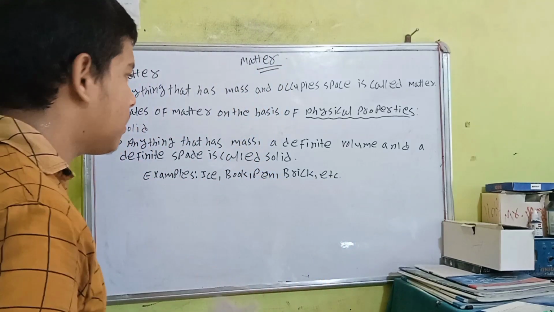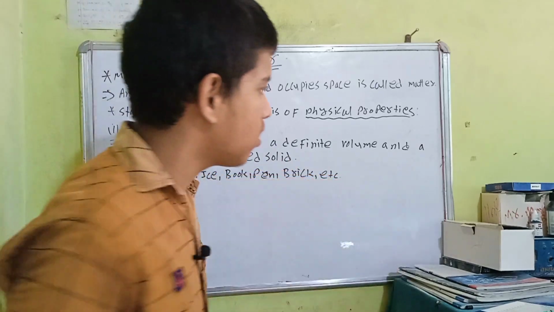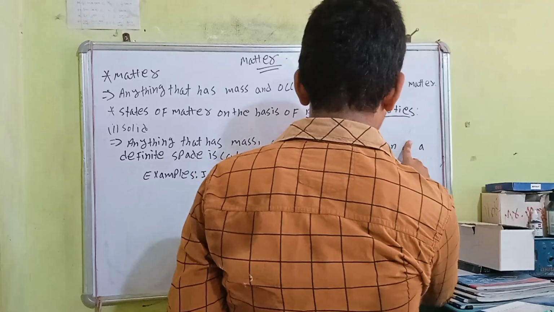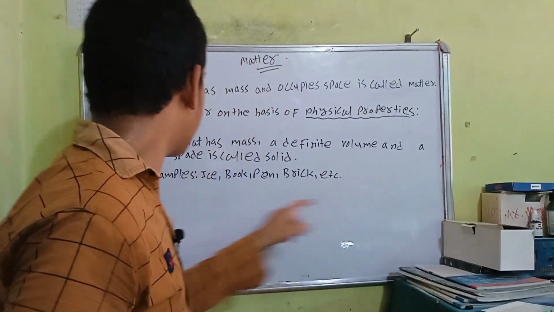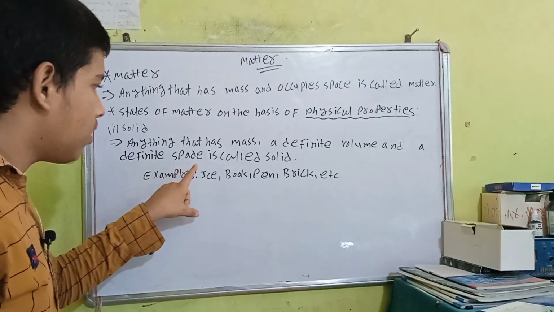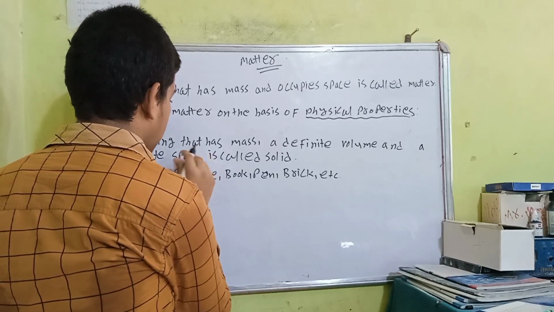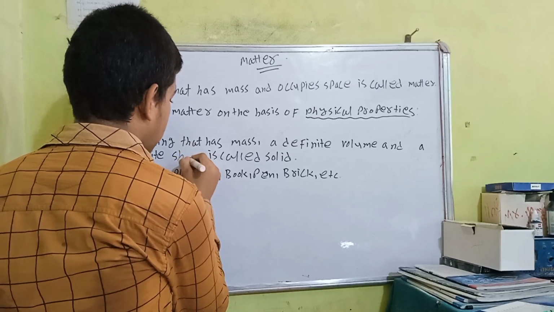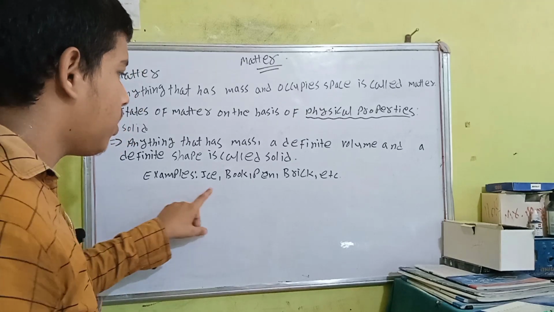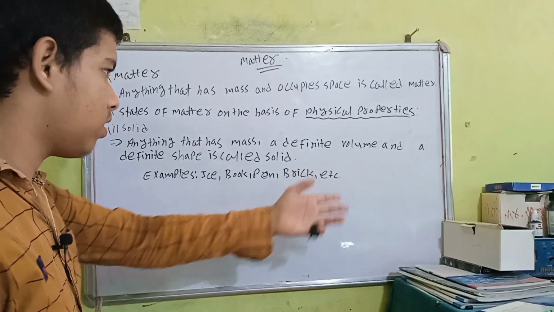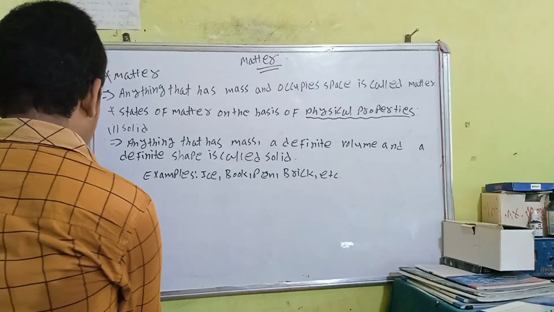So anything that has mass and a definite volume and a definite shape is called solid. Example is ice, book, pen, brick. These are solid things. Let's start the second state of matter, liquid.